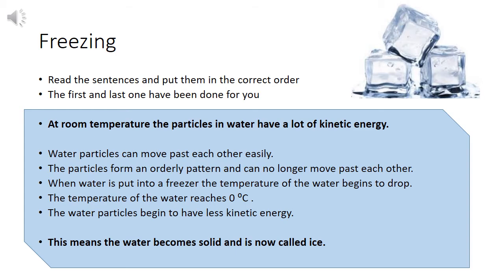Now that we have remembered what the particles are like in those 3 states of matter, we're going to think about what happens when a substance goes from a liquid to a solid. In other words, when it freezes. So we know already that solid particles have got less energy than liquid particles. They are in a pattern, they are tight and compact, they're not moving very much, they're vibrating.